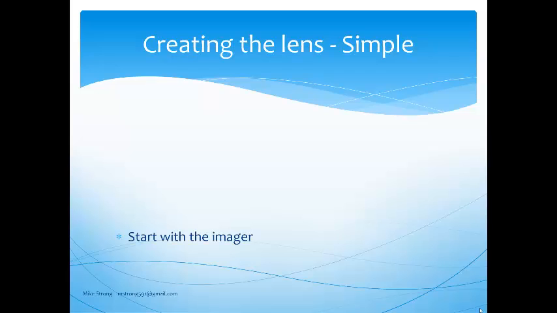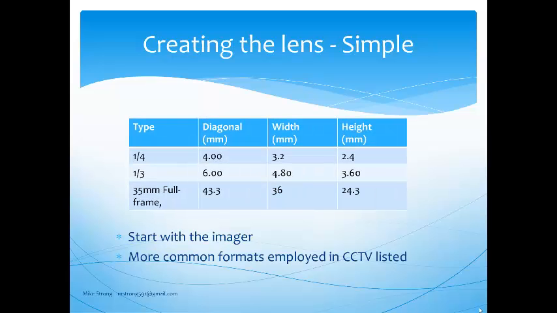Creating the lens. Simple. First step is to start with the imager. We need to understand the dimensions of common imagers. Some of the more common formats employed in CCTV are listed above. We're all familiar with these: the 1/4 format, the 1/3 sensor, 35mm sensor, which is used in many of today's megapixel cameras. But let's select the most common one that we're very familiar with, which is the 1/3 imager, and that has a 4.8mm by 3.6mm dimension.